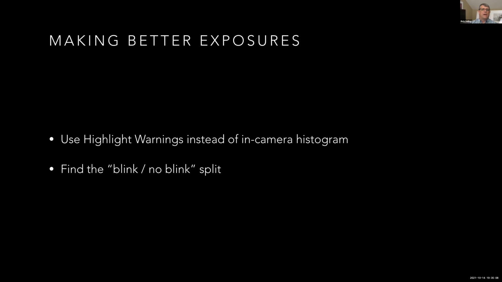And using highlight warnings, it allows us to do what I call finding the blink, no blink split. And that's basically, I want to find the darkest exposure that still has highlight warnings. And then I want to find the exposure that, when I stop down a half stop or a third stop, depending what your camera's set to, then gives me no highlight warning or brightness warning on that. So I'm trying to basically use it like a Polaroid back in the old days, trying to find where too bright is. And I'm just taking one step back from that to find that no blink split.